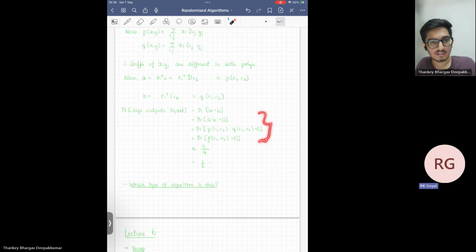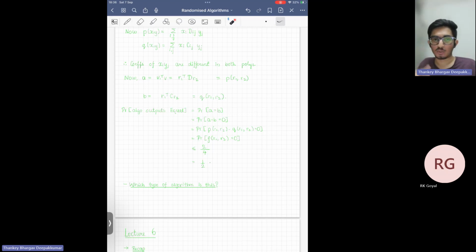Why did we take that set comprising four elements only in the beginning of this proof? I just wanted 1 over 2. The degree was 2, right? Yes, and I just wanted 1 over 2, so I took 4. So is this fine? And so over here the probability is like half.